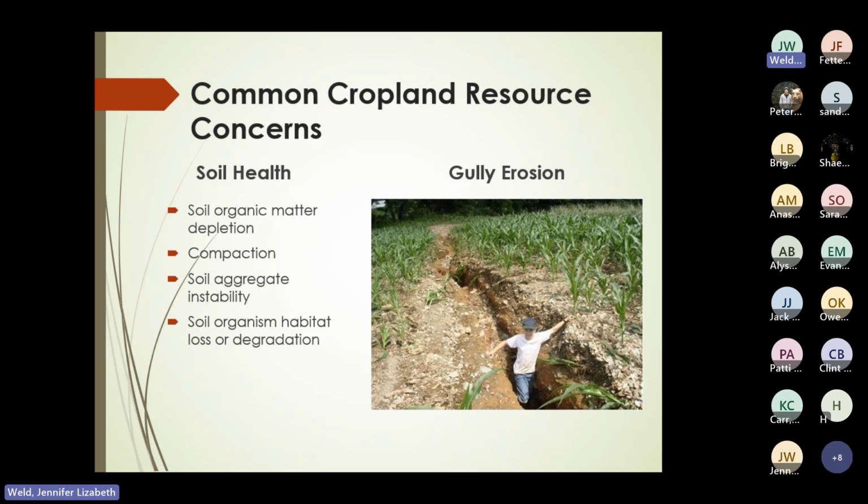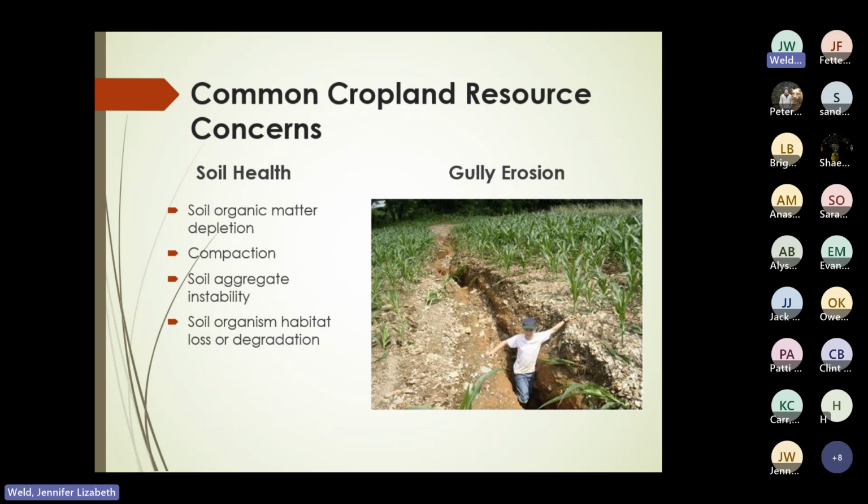So the concerns that we're going to look at today, there are 3 primary concerns: soil health, gully erosion, and in a moment we'll look at sheet and rill erosion. Cropland resource concerns with soil health revolve around depletion of organic matter, as well as compaction. When you deplete organic matter, creating an imbalance where there's not enough organic matter, and you start to compact the soil, you lose the balance we talked about yesterday between the air, the water, and the pore space, and you start to have soil aggregate instability.